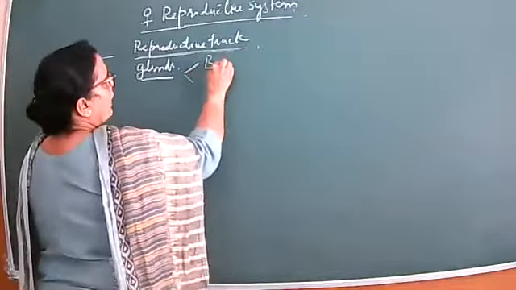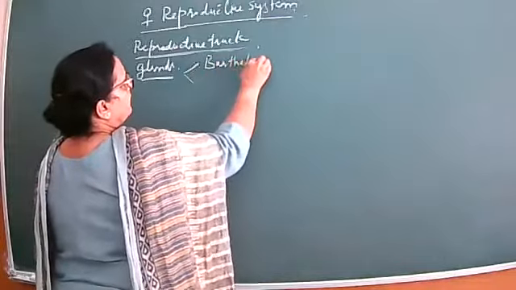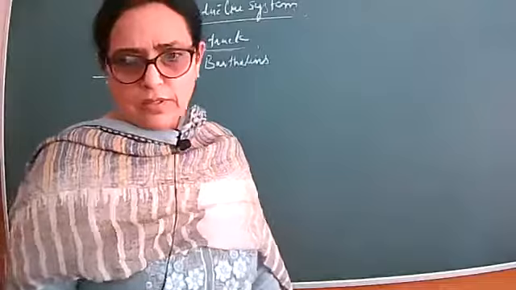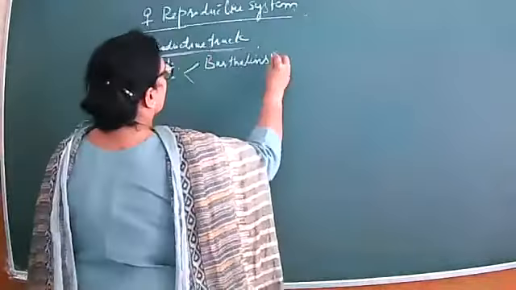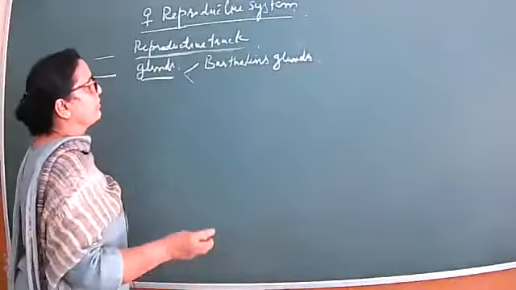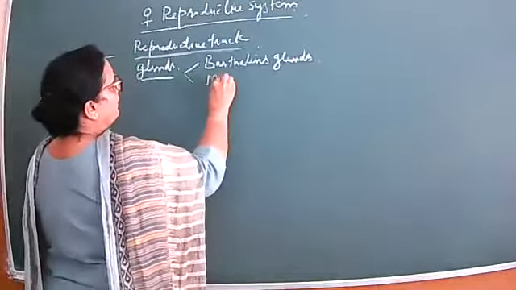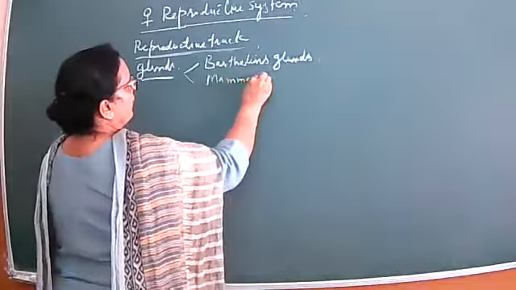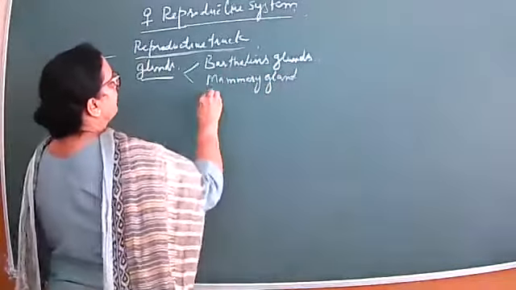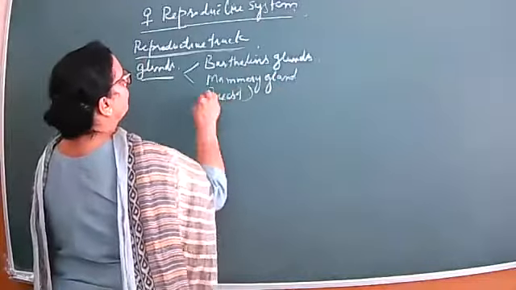One, Bartholin glands, and others. Am I audible? Yes, ma'am. Okay. Bartholin glands are there, and another, which are the major glands, are the breast or the mammary glands. So mammary glands are part of that organ, and that is the breast. Good.